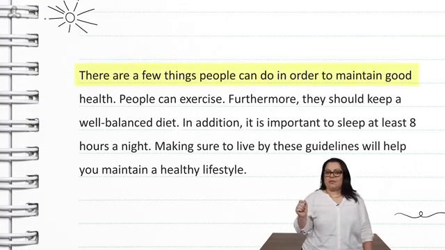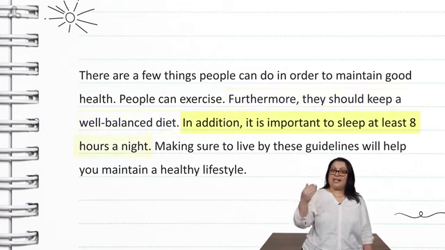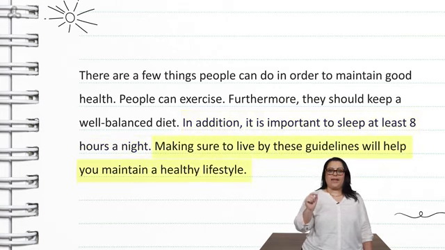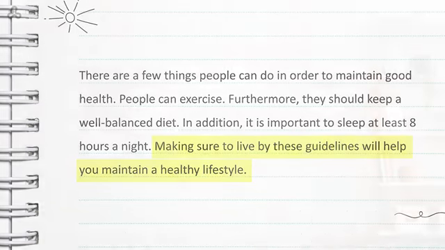There are few things people can do in order to maintain good health. People can exercise. Furthermore, they should keep a well-balanced diet. In addition, it is important to sleep at least 8 hours a night. Making sure to live by these guidelines will help you maintain a healthy lifestyle.